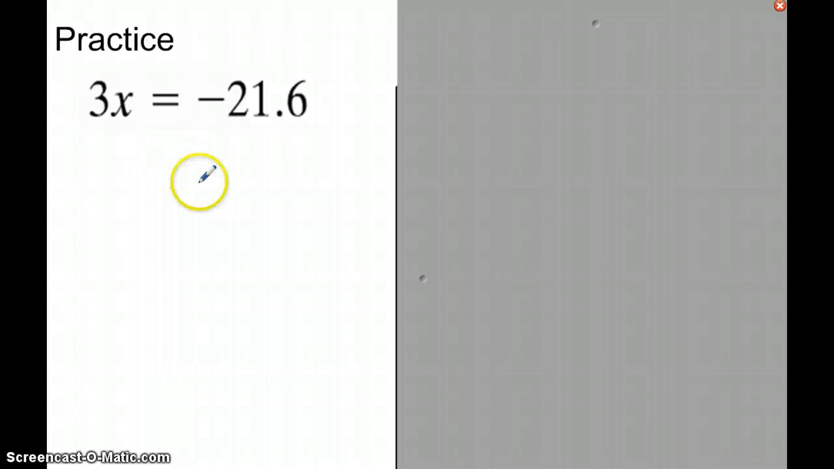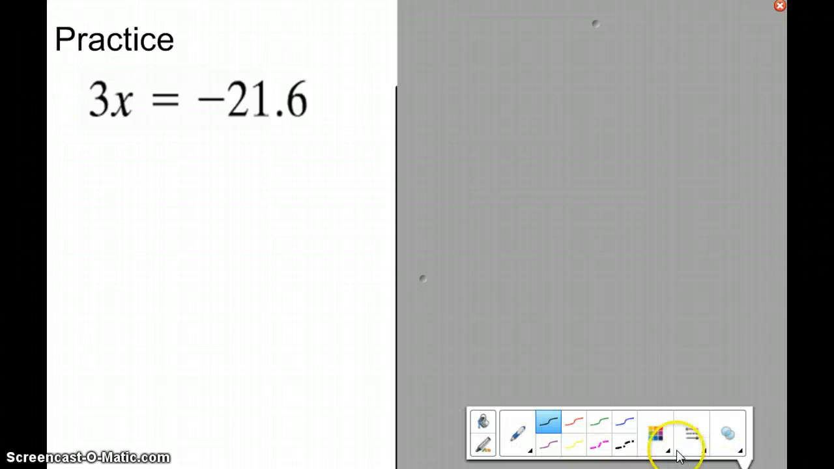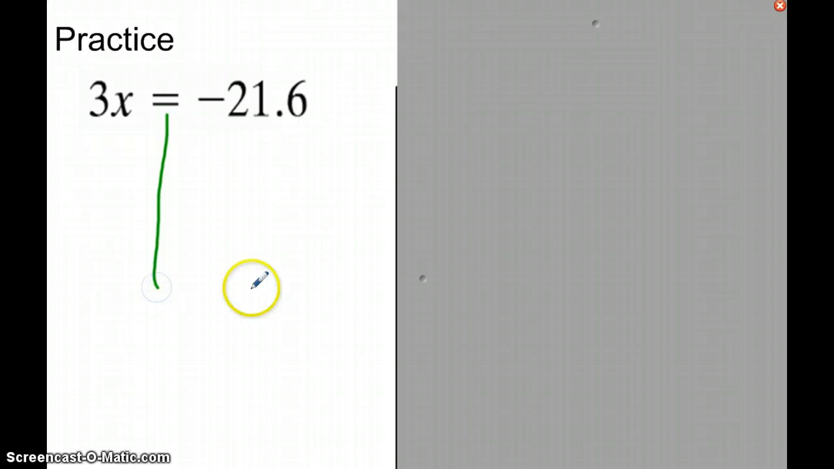This one on the left we're going to do together. The one on the right I'm going to have you do on your own. All right, so practice. If we have 3 times x, and that is set equal to negative 21.6. Okay, so obviously when we have something like this, we have an equation, we have to draw a line right underneath the equal sign. Okay, the opposite of multiplying by 3 is going to be dividing by 3.